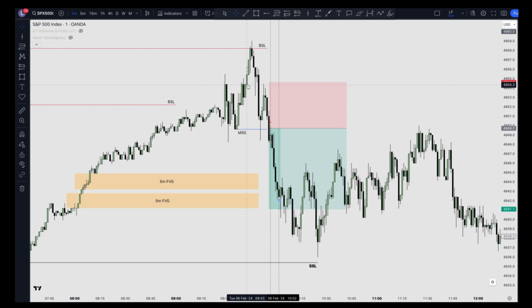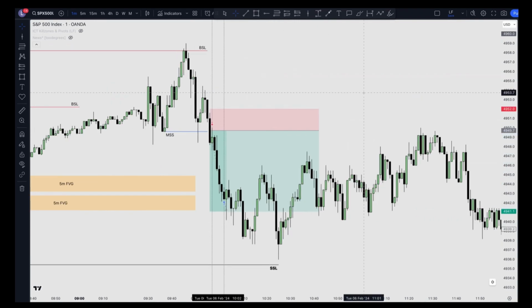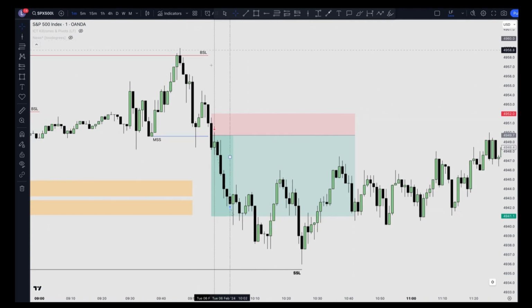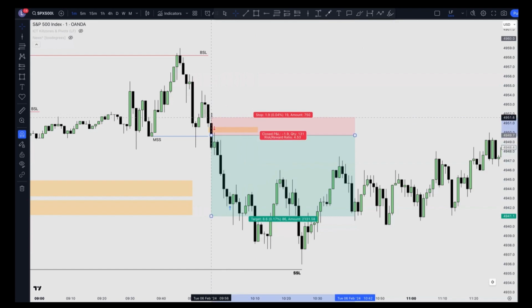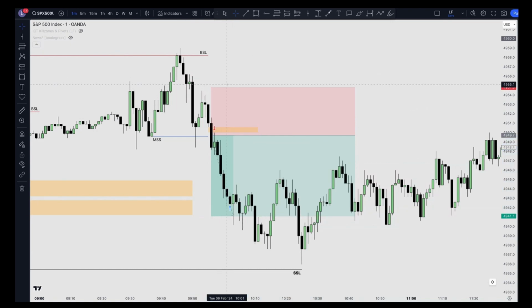You can always put your stop loss above a high, the high here, or if you want to be a little bit more risky and a bit more aggressive, you can put it at the closest candle which does not have a fair value gap. What do I mean by that? So if I take these lines away, you can see there was a 1-minute fair value gap that has formed here. You can put your stop loss above this candle here, but if you want to be a bit more safe, you can put it above here.